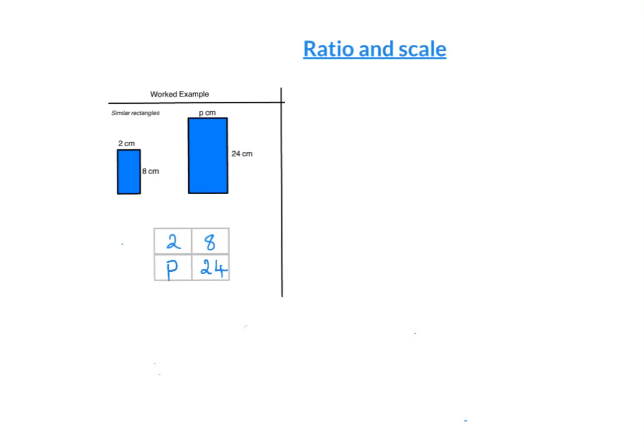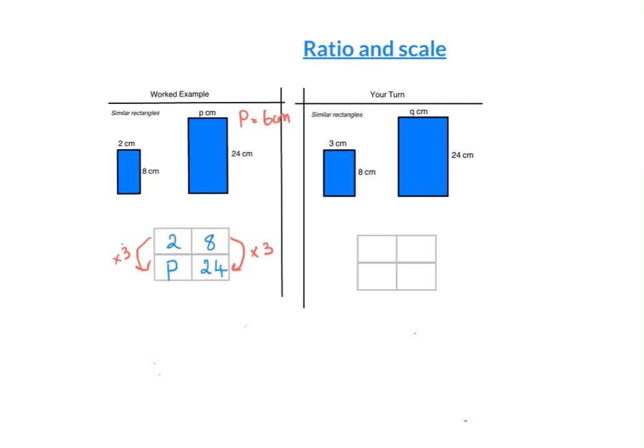So all I need to do is say, what do I need to times 8 by to get to 24? And that will tell me how many times bigger that rectangle is. So I've times by 3. And in that case, I also need to times the 2 by 3, which gives me P is equal to 6 centimetres. Okay, so that's simple enough. So if you could just copy that example and then have a go at the Your Turn. So I'll just give you a second to pause the video.